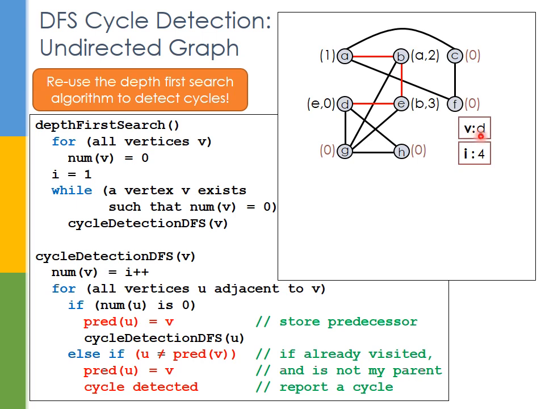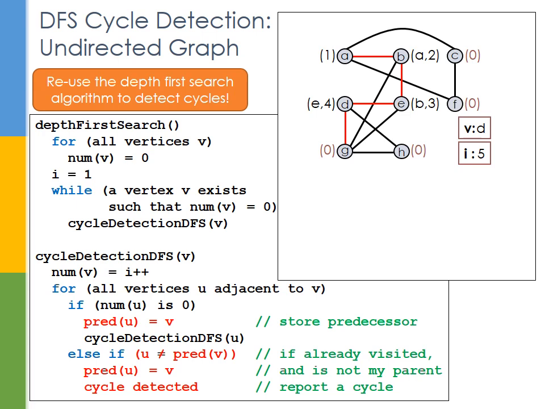So at this point, the current vertex that we're considering is vertex D. So at this point, we then need to update the number for the current vertex D to i's current value, which is 4, and then we increment i's value to 5. Now we again need to consider all of the vertices that are adjacent to vertex D. Again, we ignore the predecessor vertex, so we are only considering vertices G and H at this point. Again, we'll work alphabetically, so we move on to vertex G.